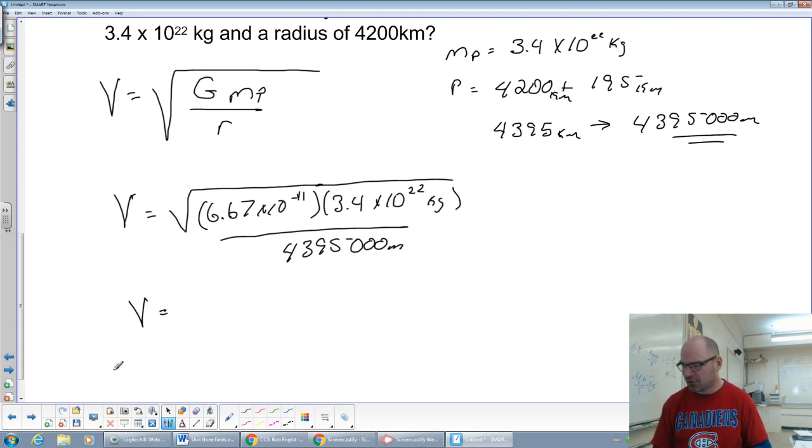Don't forget to square root it. And don't forget that this square root goes all the way. You have to do all the stuff inside first before you square root.